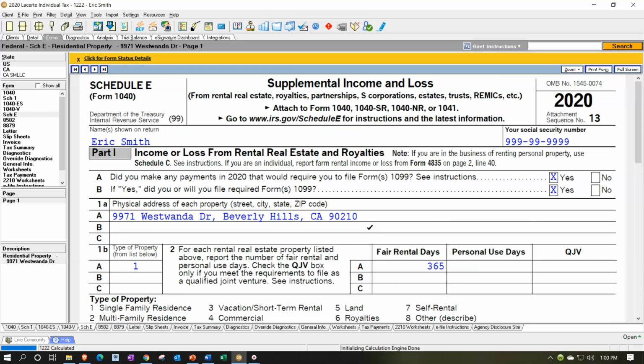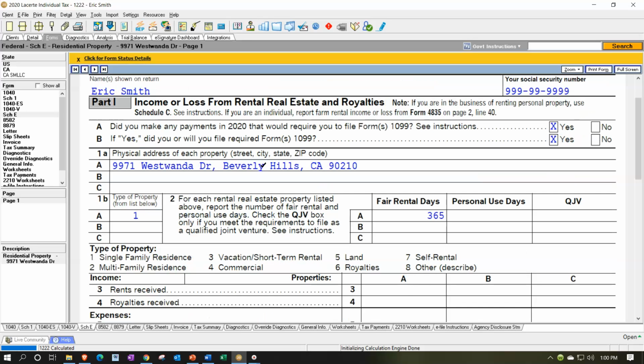So the basic layout of the form, however, is going to be similar to a Schedule C. So we've got the Schedule E form, supplemental income. This is real estate, royalties, partnership, and so on. We're going to be focusing in on basically rental income. So we have the income or loss from the rental real estate. We have the physical address. This is not the same address as the home they live in, although it's also in Beverly Hills 90210.